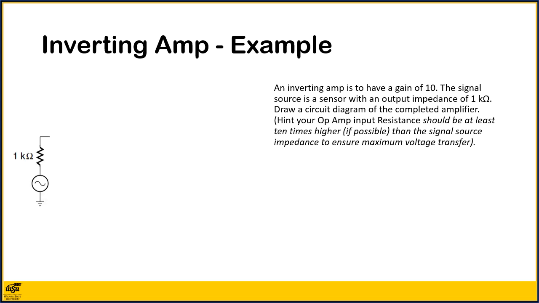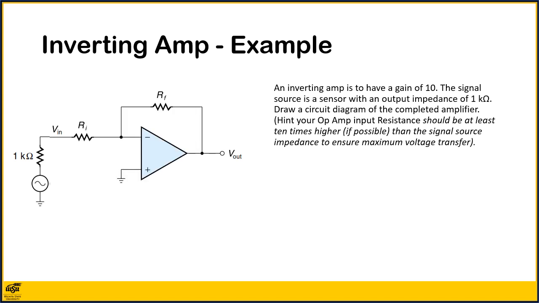We can draw the sensor first as a voltage source with a 1 kilo ohm resistance. Next, we draw the inverting op-amp circuit, and we select Ri equals 10 kilo ohms to make the op-amp input resistance 10 times the input source impedance. Next, we rearrange the inverting amp equation to solve for Rf, where Rf equals minus AV times Ri. Bring some numbers in there. We get minus minus 10 times 10 kilo ohms, or 100 kilo ohms.